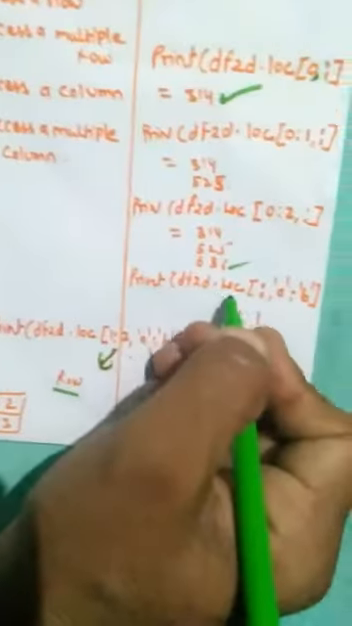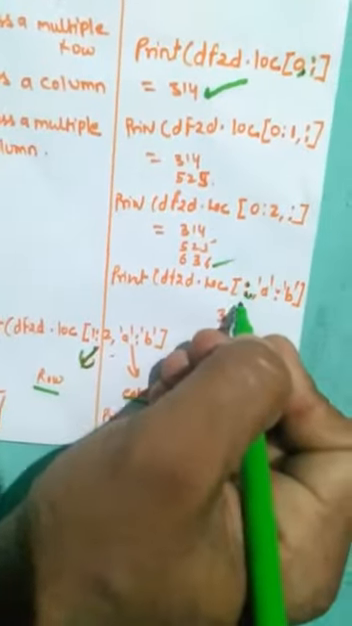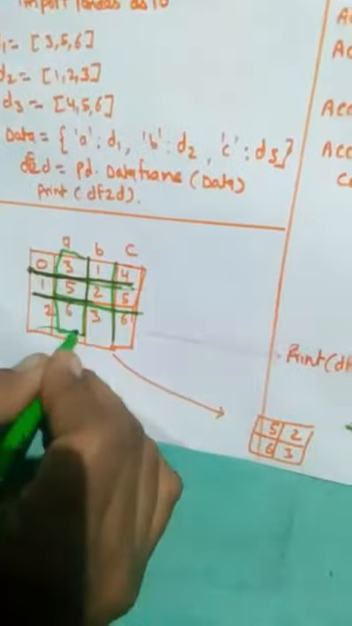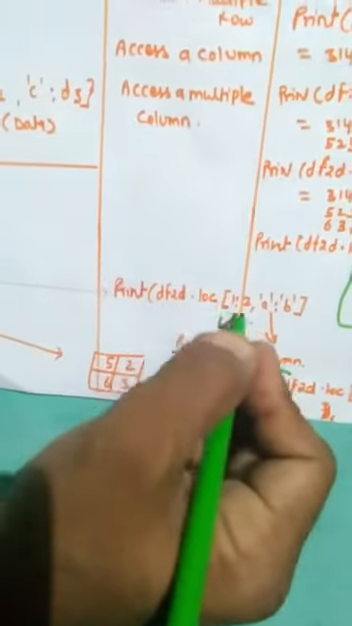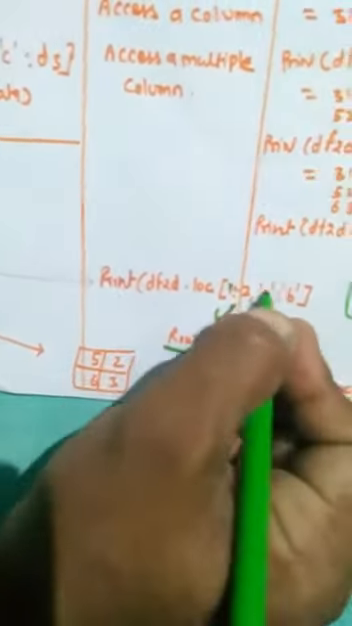Now similarly you have to access columns. How? Print df2d dot loc colon, this is for the present row, and a column colon b column. A column means this one value 356 and b column 1 2 3. When you execute it, it will output 356 1 2 3 for df2d a column b column. Suppose you have to write df2d dot loc colon a, so a particular a column, then we will get the output 3 5 and 6.